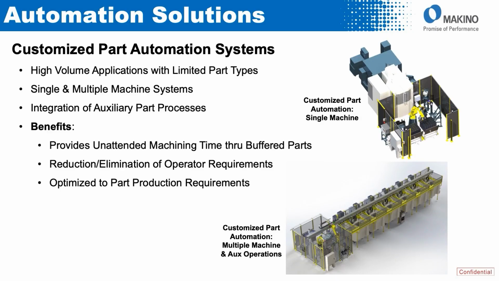So the benefits here: unattended machining times through the buffered parts. So maybe your buffer is a little less expensive because you're not having to do a whole bunch of fixtures in order to buffer those parts and get your unattended machining operation. Reduction of operator requirements. A lot of times we're seeing customers that just deliver the totes or the pallets or something into the cell, and the robot automatically pulls the parts directly out of the part bins. And then you're optimizing your systems around the part production requirements. You're customizing it around getting those parts through in the most efficient manner.